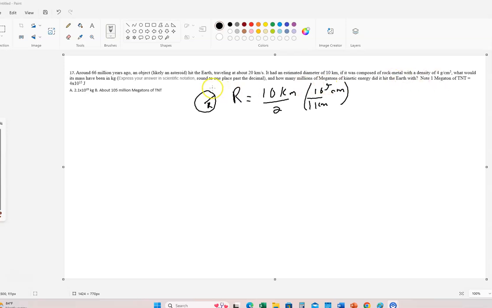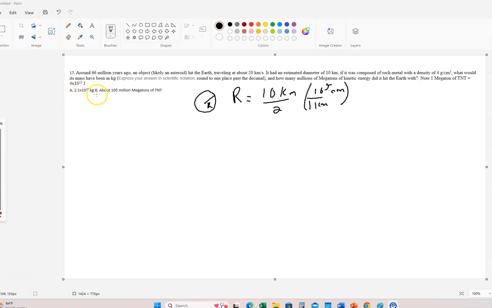What would be the mass in kilograms of this? And we're going to express our answer in scientific notation, rounding one place past the decimal. And then part B, which it doesn't say that, but this is part B. How many millions of megatons of TNT of kinetic energy would this be? 1 megaton of TNT is the equivalent to 4 times 10 to the 15th joules. All right, so there's our two answers.